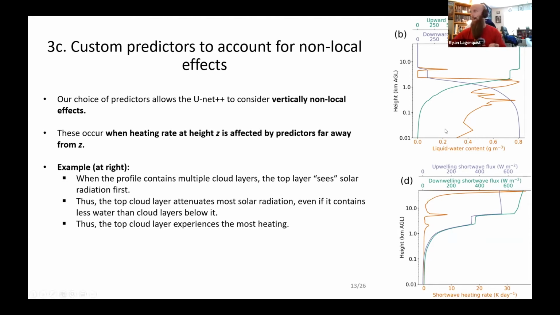There's a case with multi-layer cloud. On the top panel, if you look at the orange curve, which is liquid water content, there are 2 spikes because there are 2 cloud layers. The top cloud layer attenuates most of the solar radiation, so most of the solar radiation never gets through the top cloud layer and reaches the cloud layer below. And because these 2 cloud layers are quite far apart in grid cell space, about 15 grid cells apart, if you don't include custom predictors to account for these non-local effects, then the UNet++ does a bad job of predicting them.